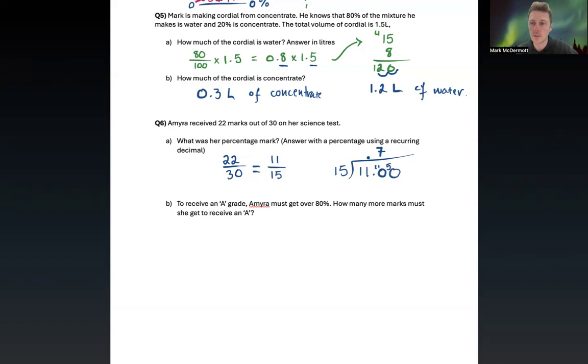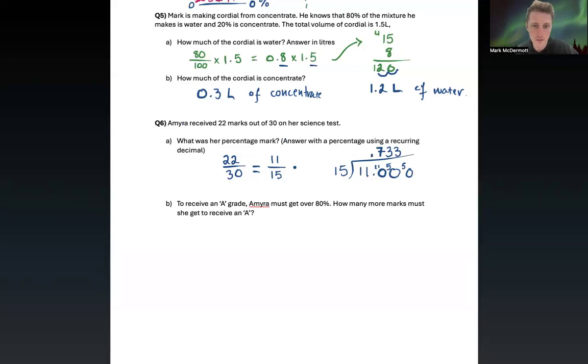Okay, then 15 into 5, or 15, 30, 45. So that goes 3 times. Now we've got to be careful about where the decimal is. The decimal is there. That goes 3 times. And we still have a remainder, that got us to 45. We need to get to 50, so I still have a remainder of 5. So that's going to be a 3 again. So this is just going to keep happening. We're going to get a recurring decimal.